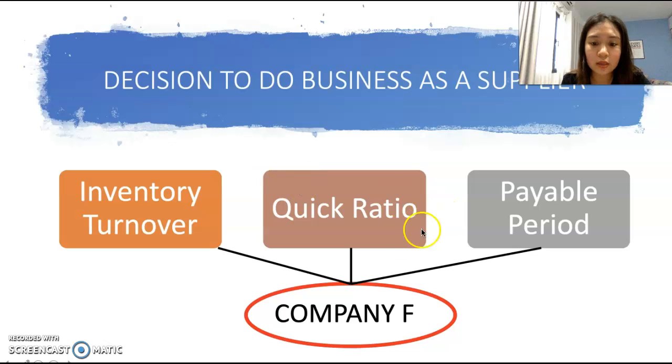In conclusion, based on the three factors that we just analyzed, I would say F company is the company I will do business with as a supplier.